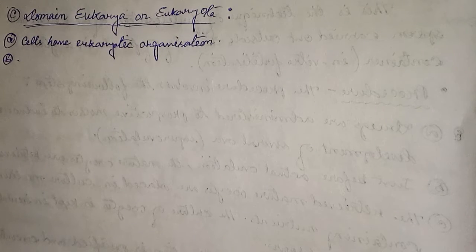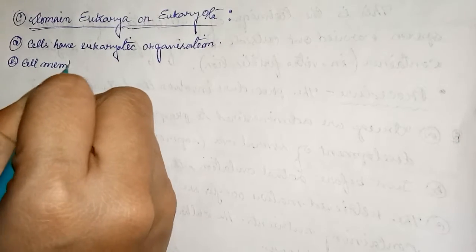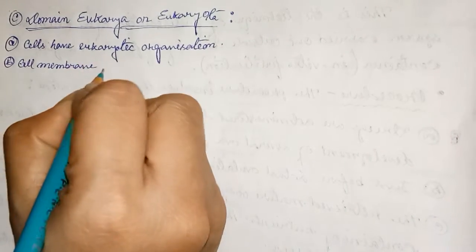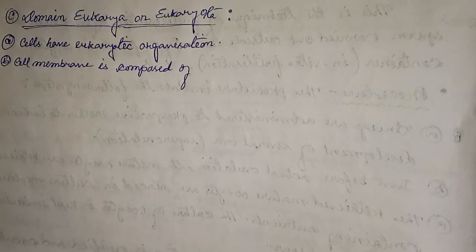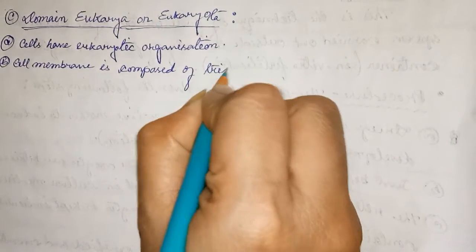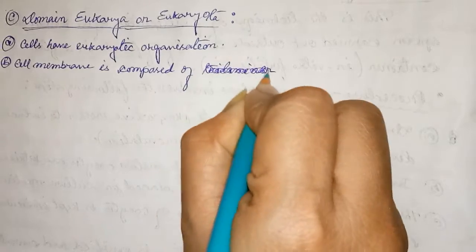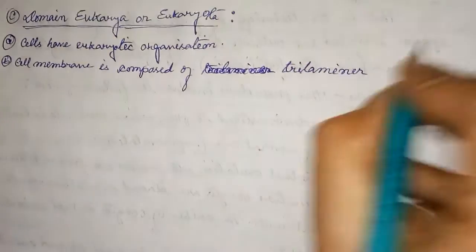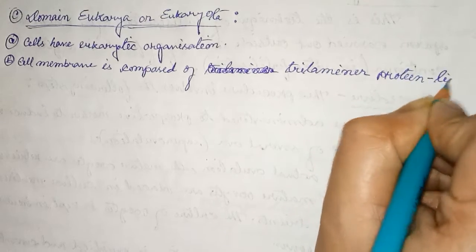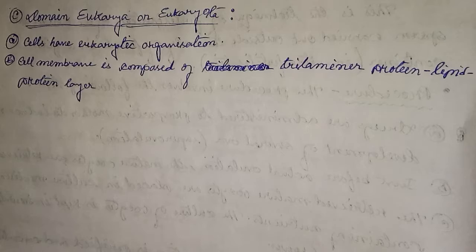Next feature is cell membrane is composed of trilaminar protein-lipid-protein layer as in bacteria.